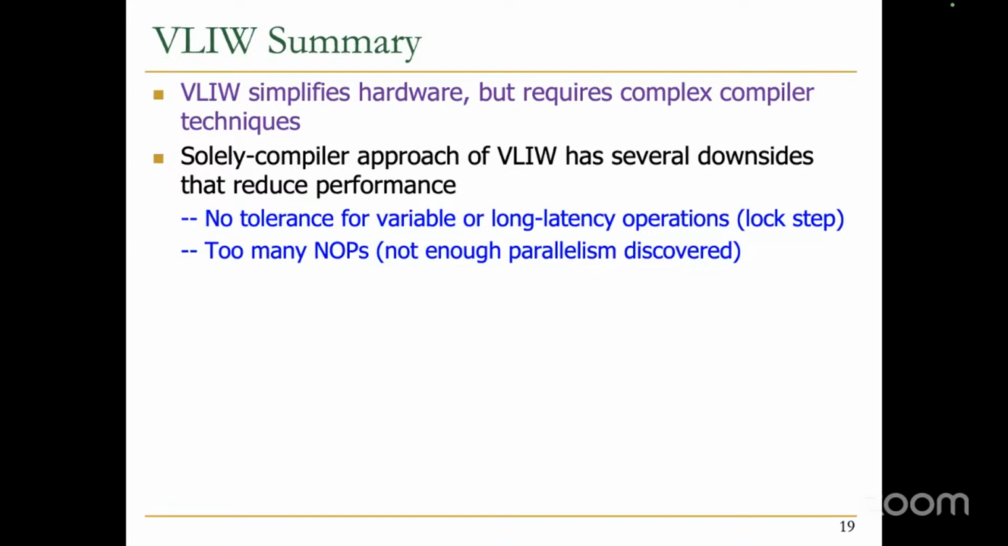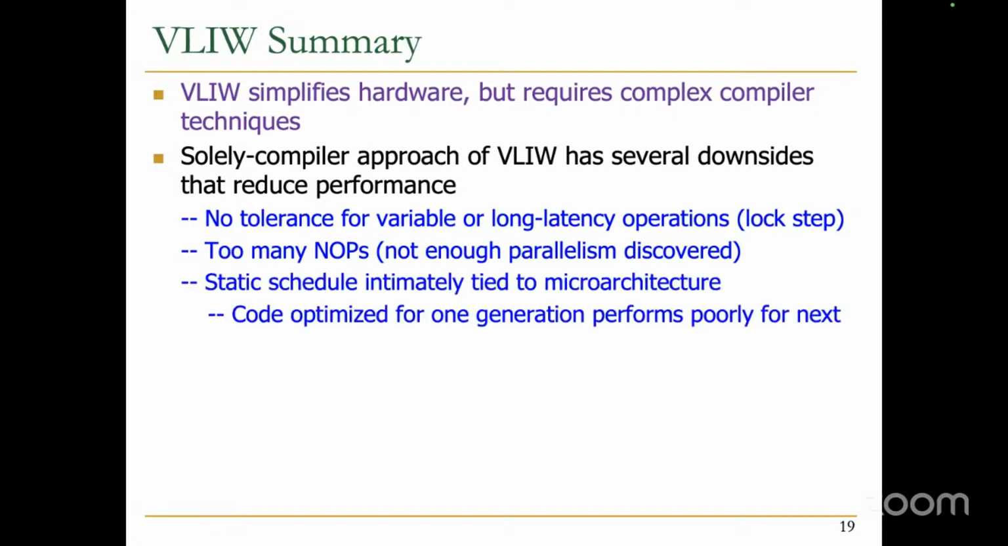So your machine is huge, but you're not getting enough parallelism because most of those instruction slots are used for no-ops. And then the static schedule is intimately tied to microarchitecture, meaning code optimized for one generation can perform poorly for the next. Even though the machine improves, if you don't recompile your code, meaning if you don't spend time on your compiler to do a better job, your machine will not be utilized well.